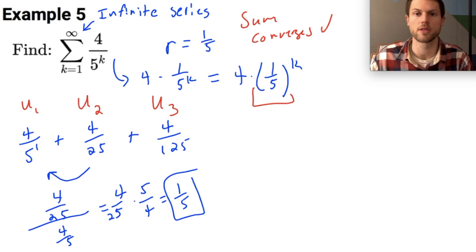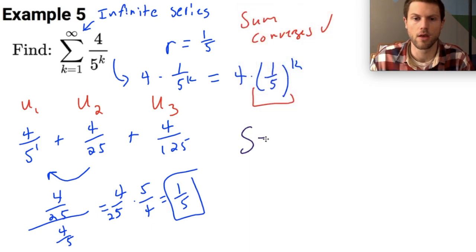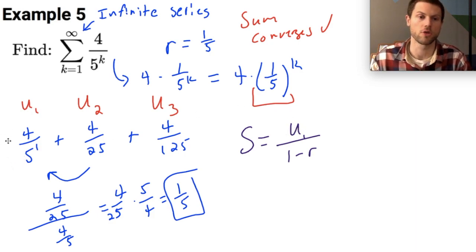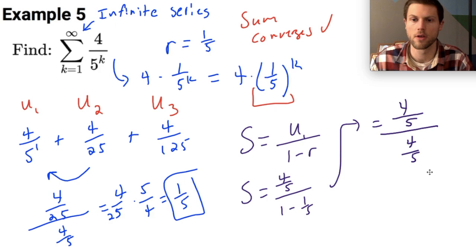Now the only other piece that we need in our equation, let me write down that equation. The infinite series is going to equal u sub 1 over 1 minus r. So we have the r, we just need u sub 1, which we got over here. So this is going to equal 4/5 over 1 minus, what did I say r was? 1/5. So this is going to equal 4/5 all over 1 minus 1/5, which is 4/5. And so it turns out this is actually all equal to 1.